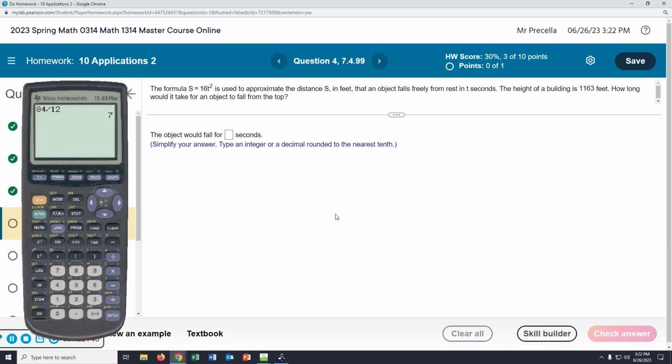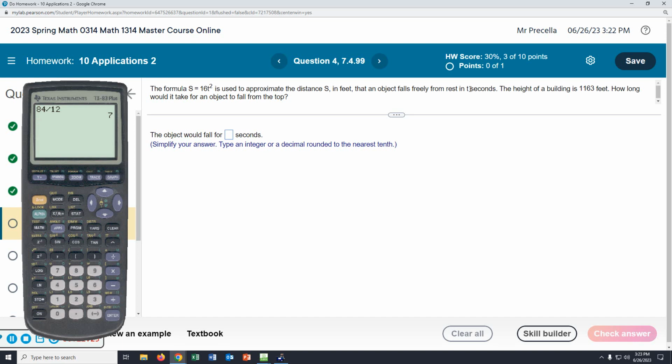Number 4. As Tony writes down the pertinent information on the paper, I'll read the problem to you. The formula S equals 16t squared is used to approximate the distance S in feet that an object falls freely from rest in t seconds. So capital S is the distance in feet that an object falls freely from rest in t seconds.